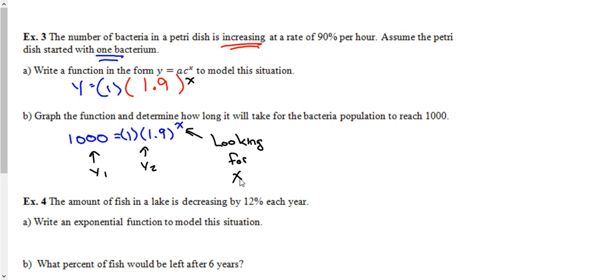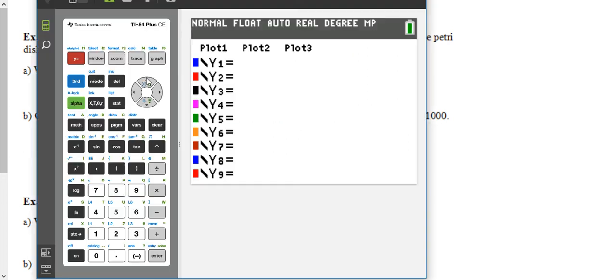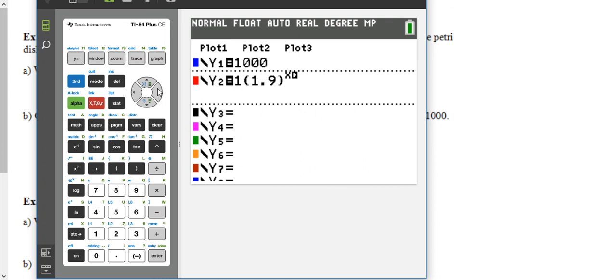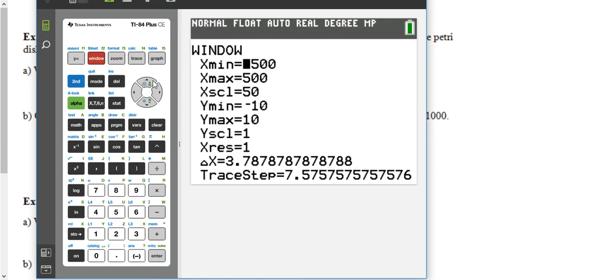And so that's what I'm looking for on my graphing calculator. So here we go. Let's go into y equals. Make sure that everything is nice and cleared off. I'm going to type in 1,000 into y1 there, and 1 multiplied by 1.9 exponent x in y2. I want to change my window setting because I'm going as high as at least 1,000.